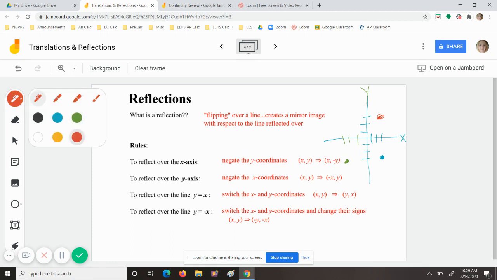Okay, let's go back to that original point again. Let's see if I can get another color here. Go back to that original point that's in the blue. Let's draw that line. Let's draw the line y equals x.